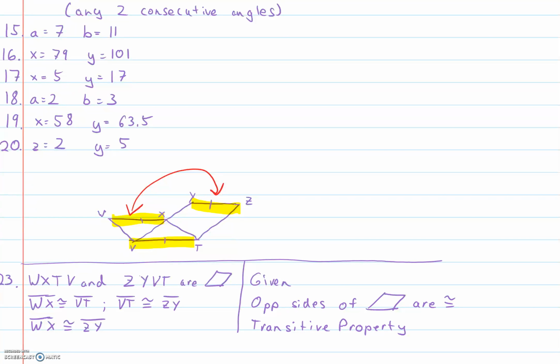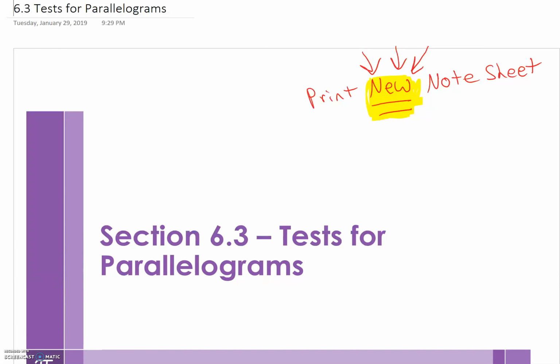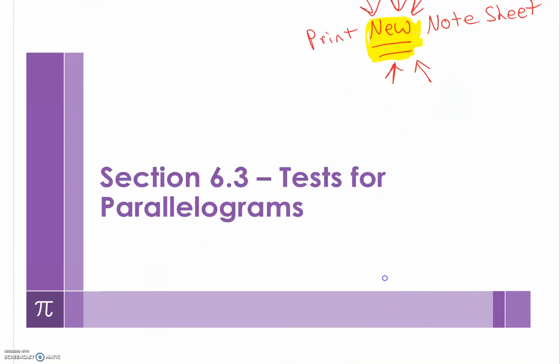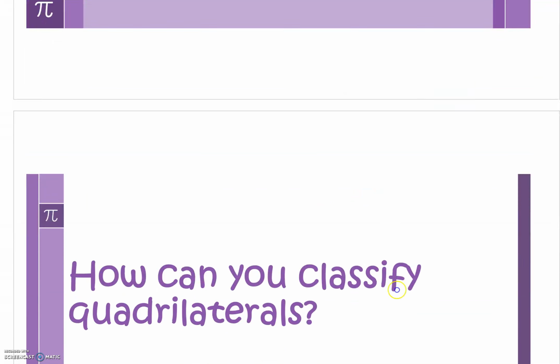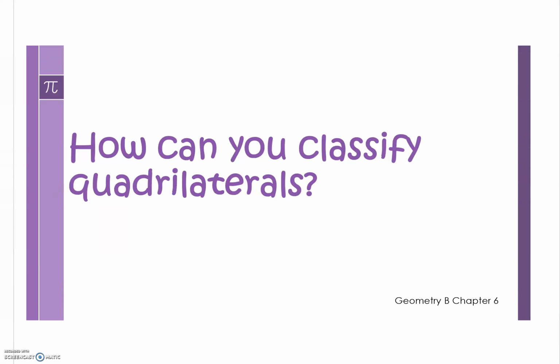All right, moving back to section 6.3, and pause the video if you need to. Make sure you have the new note sheet printed for 6.3. I will be using that new note sheet. You will not match mine if you do not have the new note sheet printed and have thrown out the one that I gave you in class on Tuesday. We're going to work on classifying quadrilaterals today.